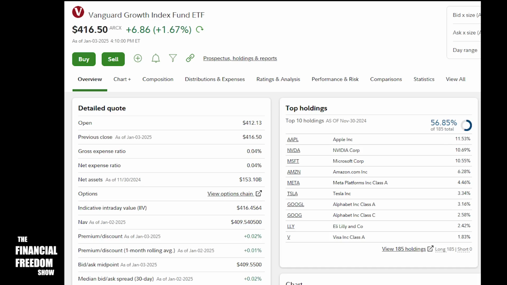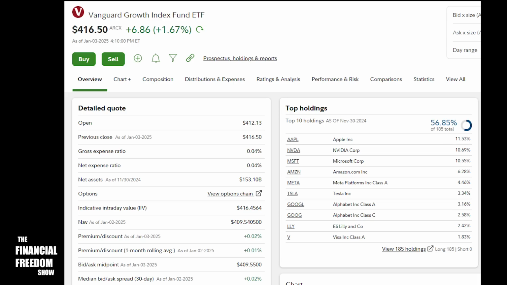Historically, SCHD and VUG have delivered strong performance, but their returns are driven by different market conditions. With SCHD, this ETF tends to outperform during market downturns or periods of economic uncertainty due to its focus on stable dividend-paying companies. And with VUG, this ETF thrives in bull markets, especially when technology and growth stocks lead the way. For example, during 2020 and 2021, VUG significantly outpaced SCHD due to its rapid growth of technology stocks.